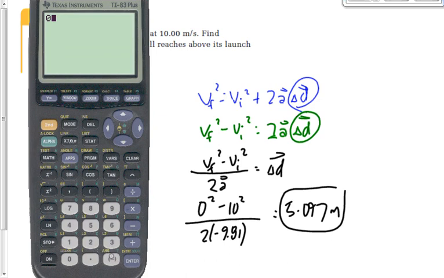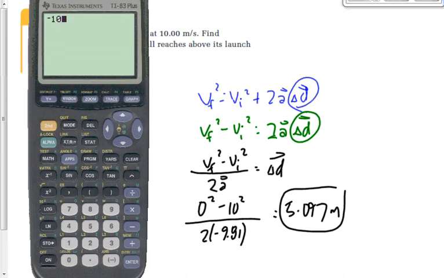I get negative 10 divided by negative 9.81. That's a time. Try that again. Negative 10 divided by negative 9.81 gives me 1.02 seconds, 1.019 seconds.